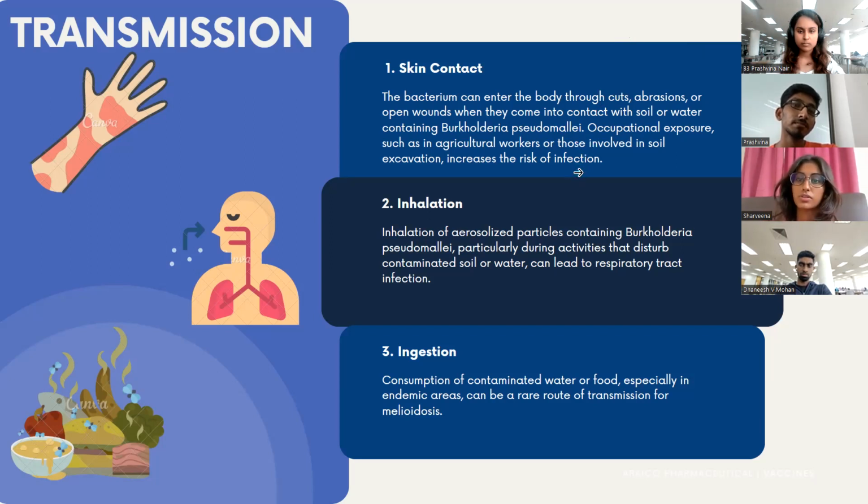Person-to-person transmission of melioidosis is rare, but it can occur in specific situations. It usually requires close and direct contact with the body fluids or secretions of an infected individual. Transmission can occur through activities such as sexual contact or via respiratory droplets when an infected person coughs or sneezes.